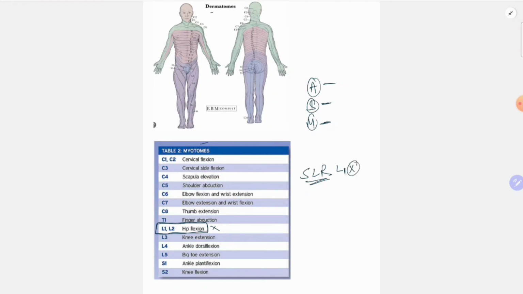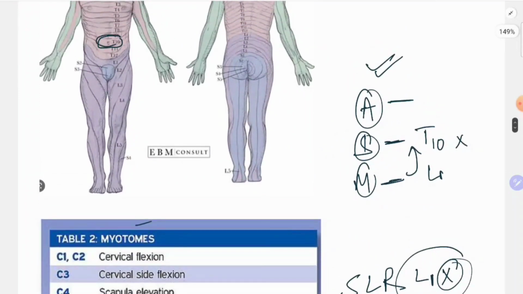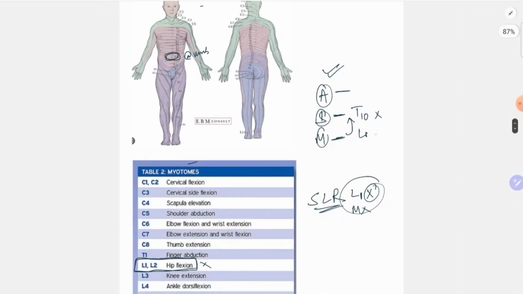If L1 is blocked and I know about this differential blockade, I know that L1 motor is blocked, right? So sensory T10 would be blocked. Sensory T10 is here, at the umbilicus. So if the motor L1 is blocked, that means the patient cannot do a straight leg raise. The sensory level must be at the umbilicus, and the autonomic would be even further up, T8 would be blocked.